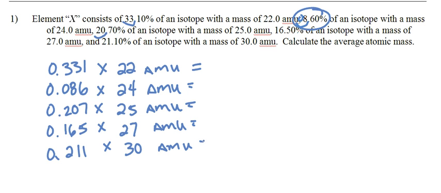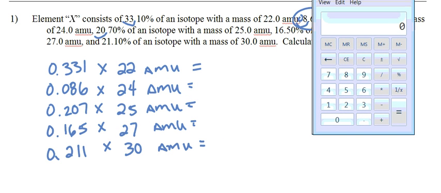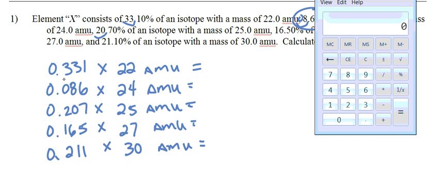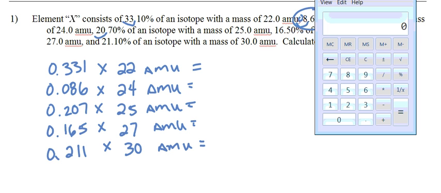Okay, so here's what I'm going to do. I'm going to first of all figure out what all these values are. So I'm going to get my calculator out, and hopefully you're doing this as well. So I'm just taking these values and multiplying them out and getting some numbers here. Oh, come on back here, calculator. So I'm going to go 0.331 times 22. And that gives me 7.282.